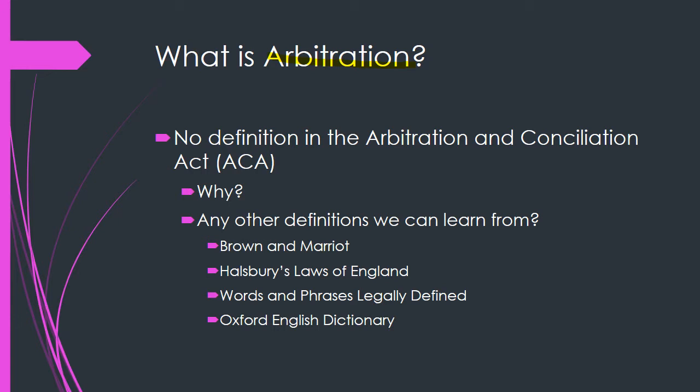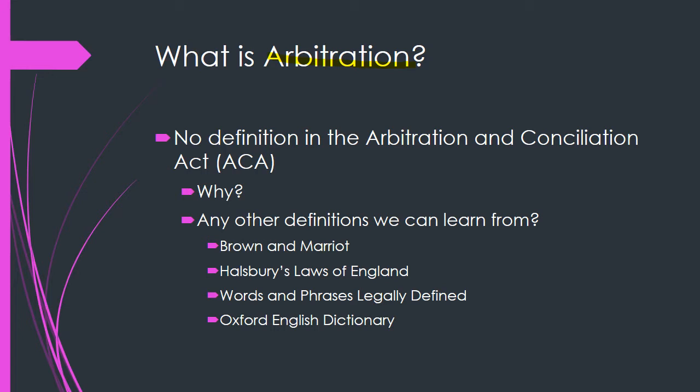But the fact that there's nothing in the ACA does not mean that definitions don't exist. So we have picked four definitions that we will look at in this lesson, and then we will also look at how Nigerian courts have defined it. Let's start first of all with the definitions that we are taking from secondary sources of law. Brown and Marriott is an English text on arbitration, but very well written and very widely acclaimed. So Brown and Marriott defined arbitration. Then we have Halsbury's Laws of England, which also defined arbitration. Words and Phrases Legally Defined also has a definition for arbitration.